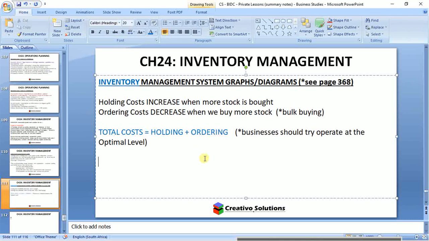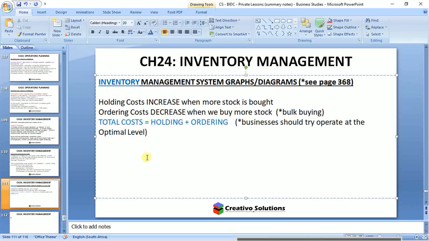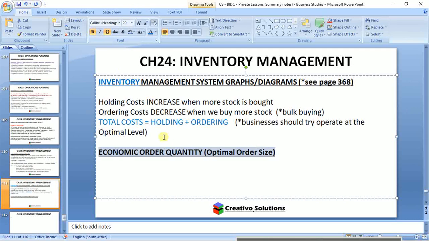New heading: economic order quantity, EOQ. Economic order quantity. Next to it, you can put the word optimal: optimal order size. That's what it does. The purpose of EOQ is to give you the optimal, i.e. the best possible amount or size. That's what it does.